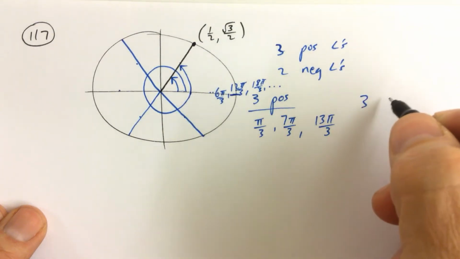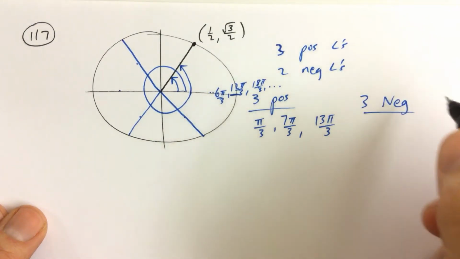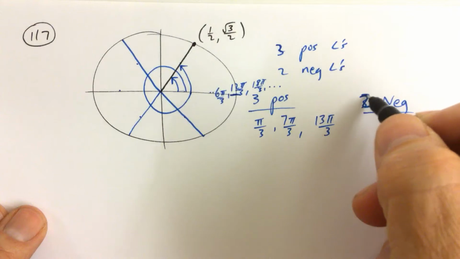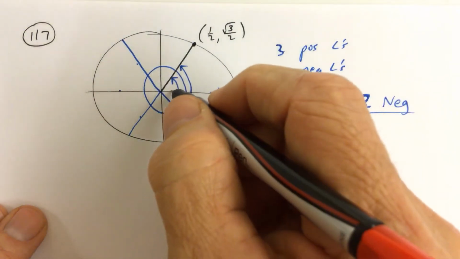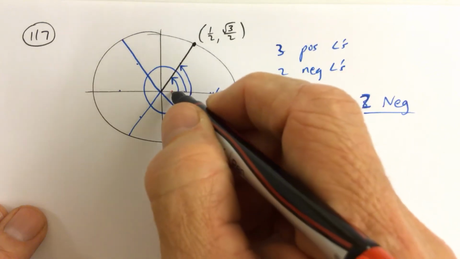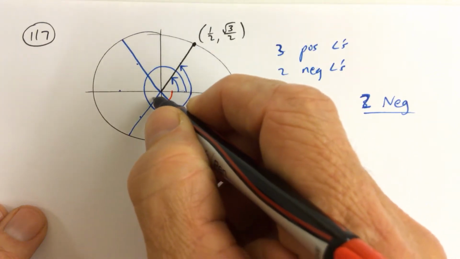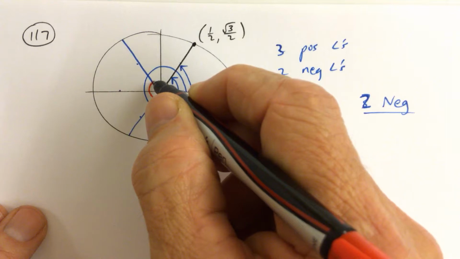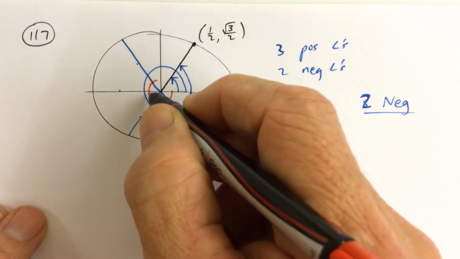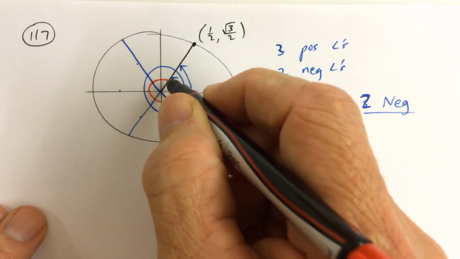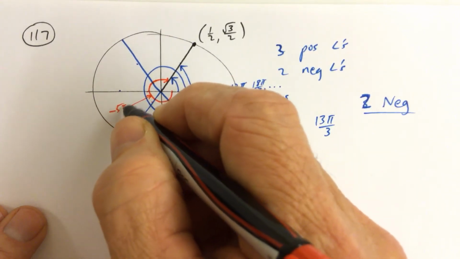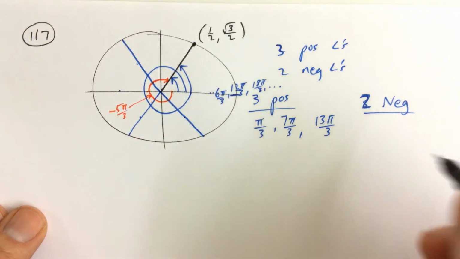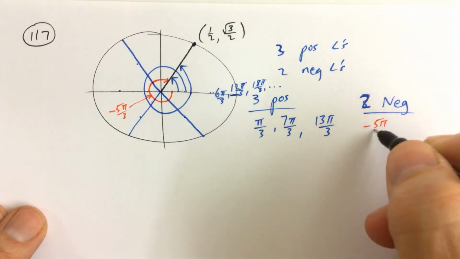And then we have negatives. So 2 negative angles, and let's use red for that. So if we go around this way, we can count by pi over 3s again. 1, 2, 3, 4, 5. So that angle right there is 5 pi over 3, but in the negative direction. So negative 5 pi over 3.